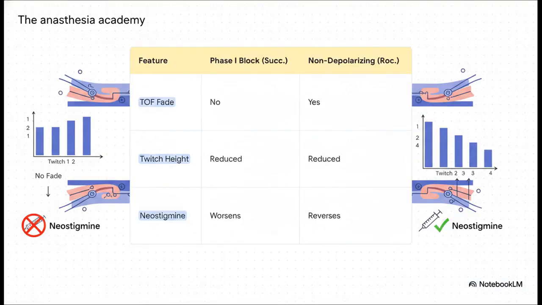Now let's talk neuromuscular blockers for a second. Knowing how to tell a phase 1 block from succinylcholine apart from a non-depolarizing block like rocuronium is absolutely essential for safety. And the key difference comes down to one little word: fade. When you use a train of four stimulus, a phase 1 block just reduces the height of all 4 twitches equally. There's no fade. But a non-depolarizing block causes a progressive weakening of those twitches. That's the fade you're looking for. And crucially, if you give a reversal agent like neostigmine, it'll actually worsen a phase 1 block, but it'll reverse a non-depolarizing one. Knowing that difference is just key to safe patient management.